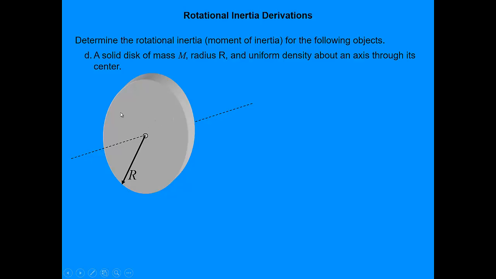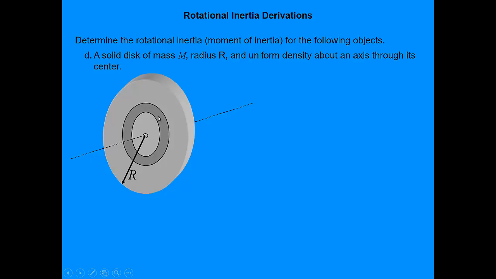Now, this is tougher. Why? Because the rod was one-dimensional. This is obviously two-dimensional. That's going to make our change of variable more complex, as you will see momentarily. So again, what we want to do here is to break this up into infinitely small little pieces of mass and sum all the rotational inertias of all those little pieces.